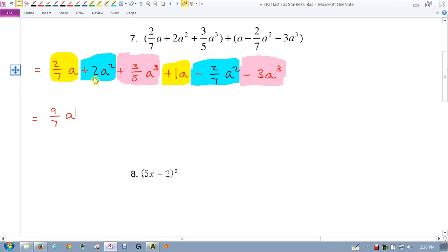All right, what about the next one? 2 take away 2/7. 12/7 plus, right? And then 3/5 take away 3. Negative 12/5 a cubed.